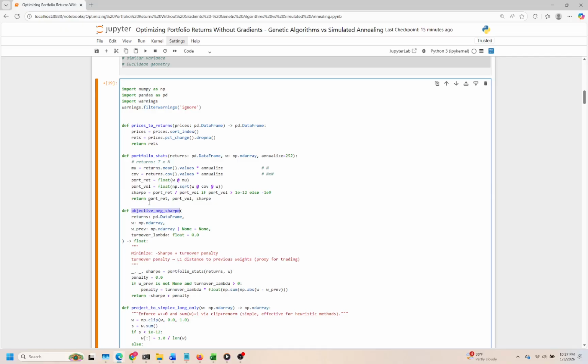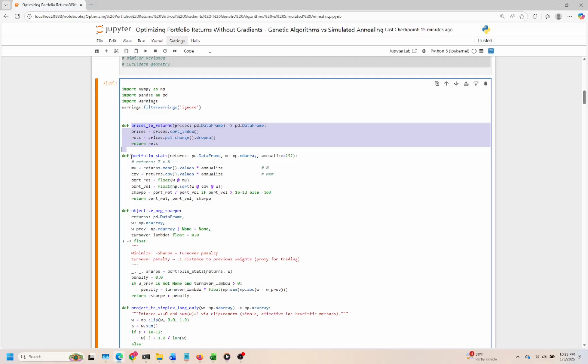The first function, prices_to_returns, handles converting price data into percentage returns. By sorting the index and using the percentage change method, it creates a new data frame of returns while dropping any NaN values that might arise from the calculation. This ensures that we work with clean, reliable data as we proceed.